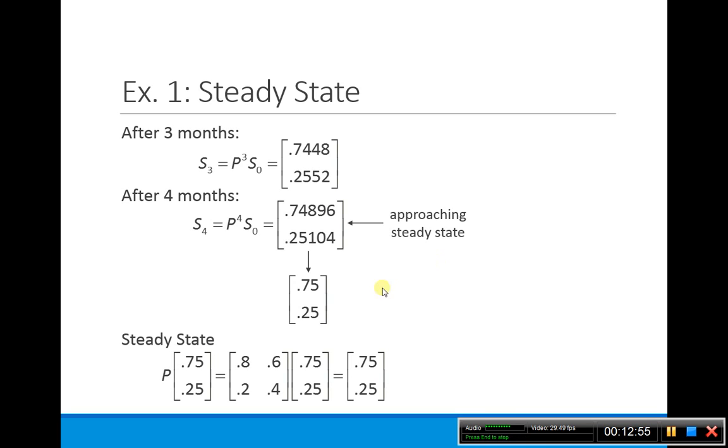The steady state basically means that if I take my probability transition matrix and multiply it by my steady state, there's no change. So if I take P and multiply it by my steady state vector, I get back that vector. So steady state means it does not change. And this steady state is actually an eigenvector of my matrix P. Remember eigenvectors from linear algebra? It's an eigenvector associated with eigenvalue 1.